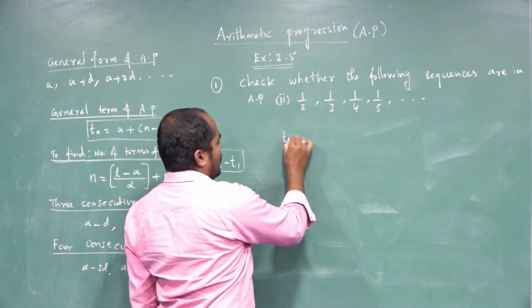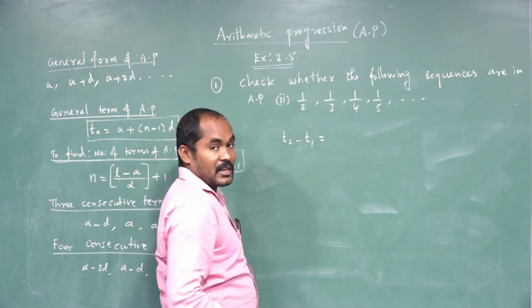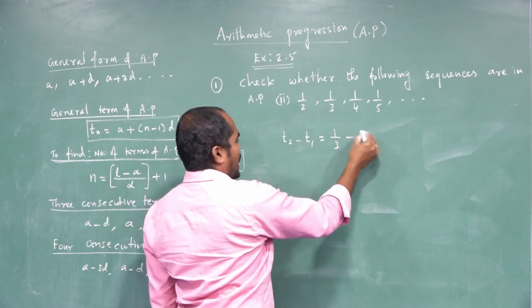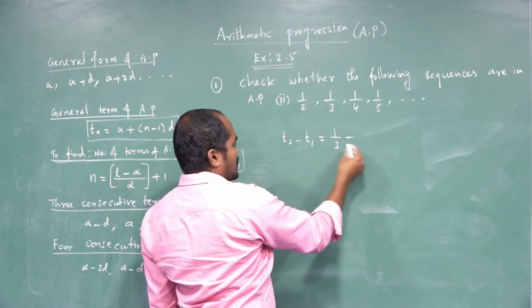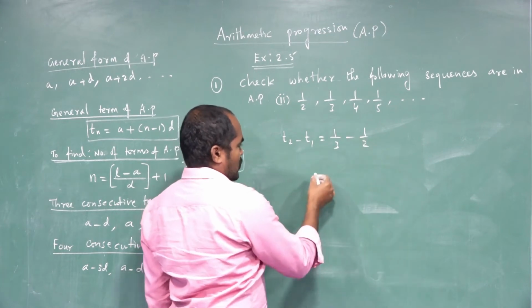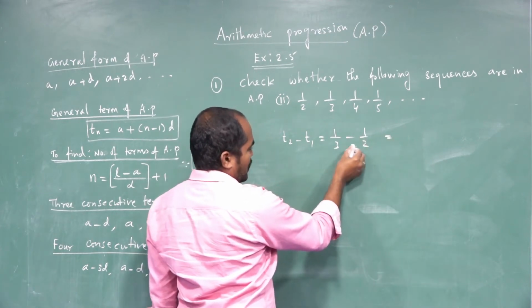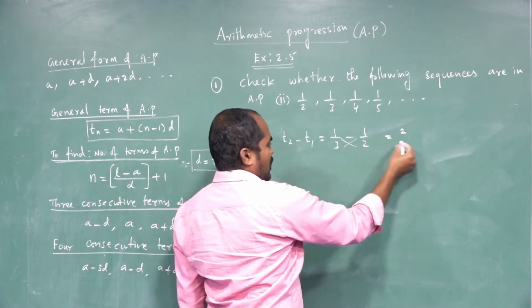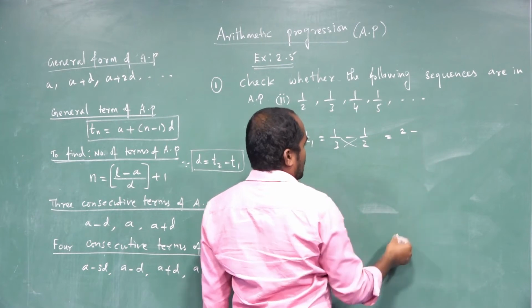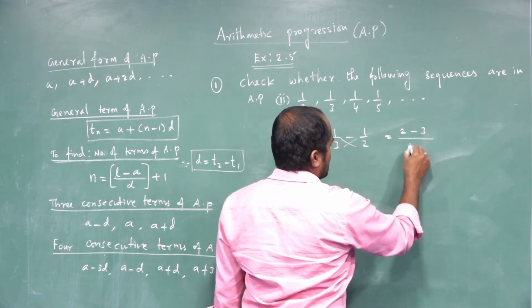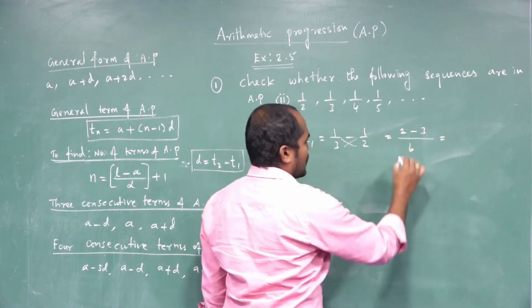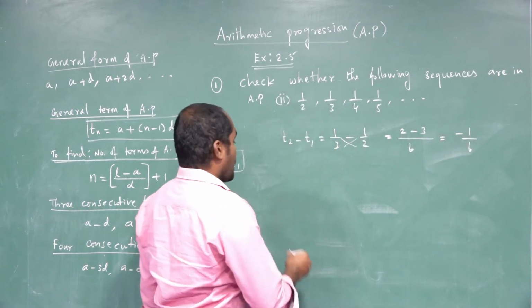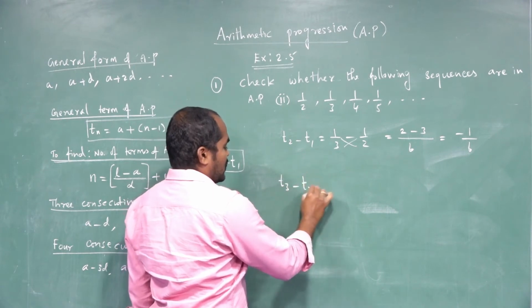So you know T2 minus T1, that is the common difference. T2 is 1 by 3, term 2, minus T1, which is 1 by 2. So you know cross multiplication: 2 into 1 is 2, 3 into 1 is 3, so 2 minus 3 by 6. So this is equal to minus 1 by 6, right? Minus 1 by 6.